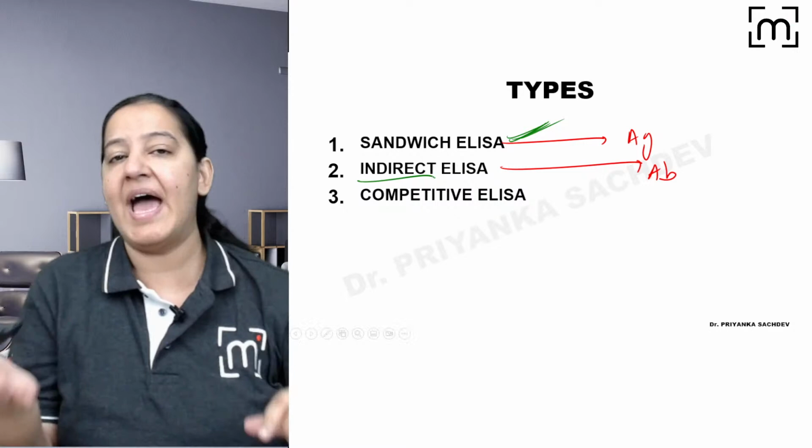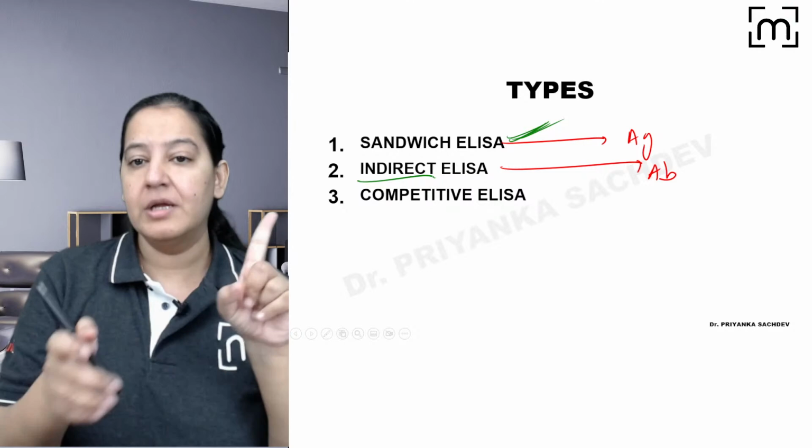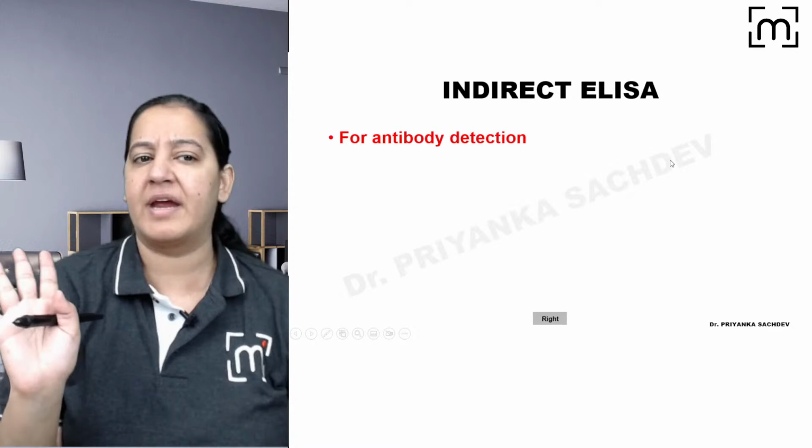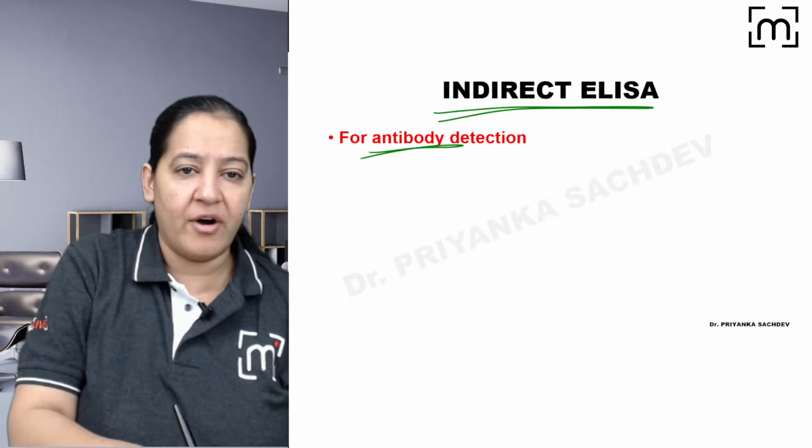So we will do the same four steps, but step 1 starts with the opposite. Here we want to test the antibody, so we will start with antigen. We will take the well and coat the well with antigen. It is available in the market. In the market, antigen and antibody both are available. So the first thing you should understand: indirect ELISA is not for antigen, it's for antibody. Give me a thumbs up.